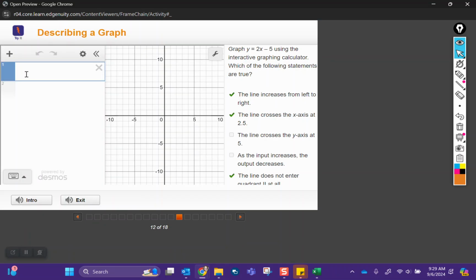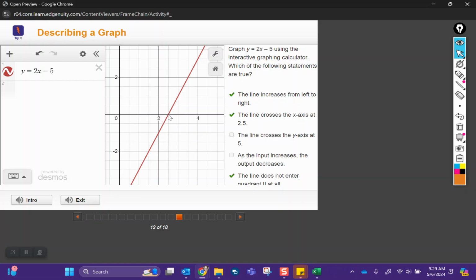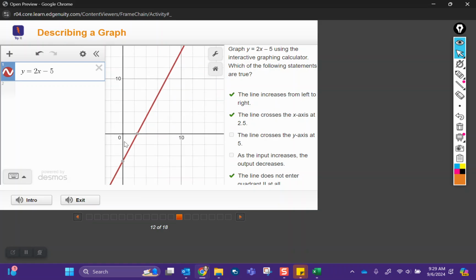So let's type this equation in. y equals 2x minus 5. Which of the following are true? It does increase. So from left to right, we are going uphill. Crosses the x-axis at 2.5. So they had a point. The gray dot there was the x-intercept, and you can hover over that. That is correct. Does it cross the y-axis at 5?